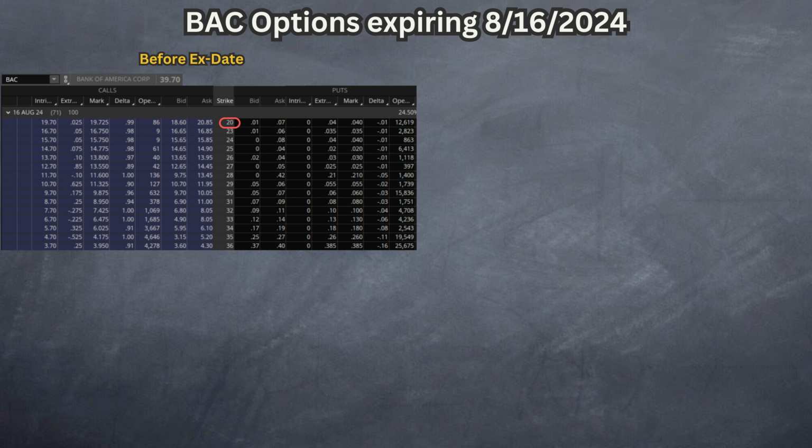Now, let's quickly do one final example. We're again looking at Bank of America the day before their June 7th X date. It's the $20 strike for the August 16th expiration. But for this example, I want you to pause the video and see if you can figure it out yourself before we go over it together.